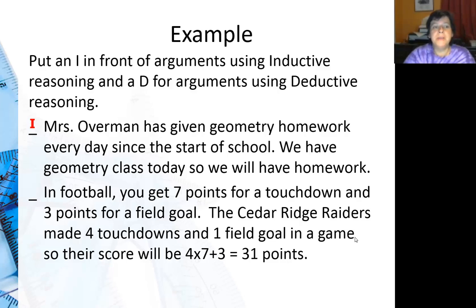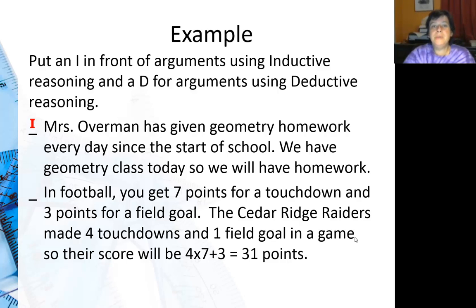Well, this would be based on observation, and it is inductive reasoning. For the next argument, we say in football you get 7 points for a touchdown and 3 points for a field goal. The Cedar Ridge Raiders made 4 touchdowns and 1 field goal in a game, so their score will be 4 times 7 plus 3 equals 31 points.